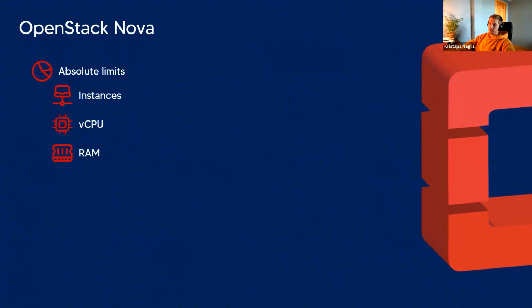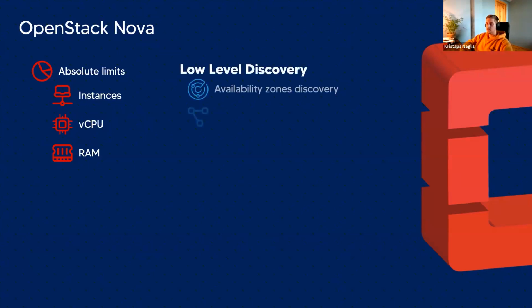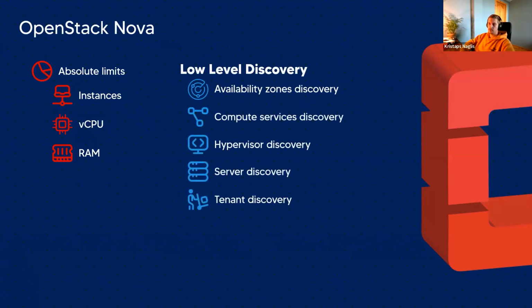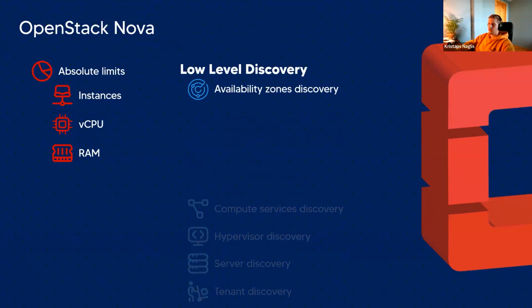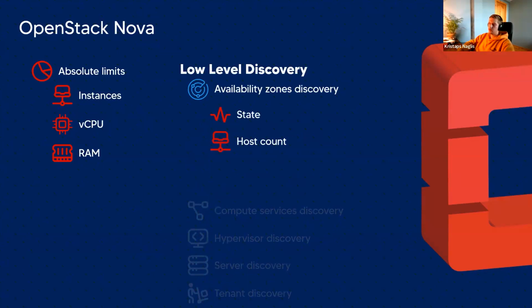So from general metrics, you can monitor your limits for a project. That is your instances: how many instances are allowed at maximum, how many are used now, and also how many are free. Same goes for your vCPU cores and RAM usage. And we have some stuff that's being discovered, such as availability zones. Availability zones you create yourself, and those will be dynamically discovered, and you will see their state and host count, how many machines are under this availability zone.